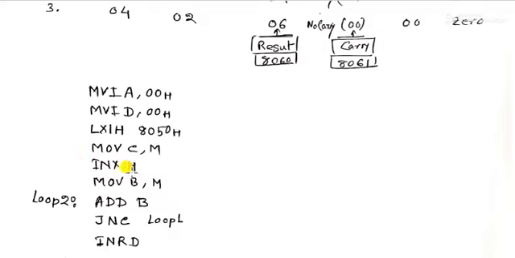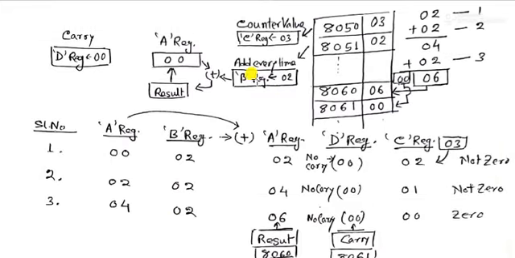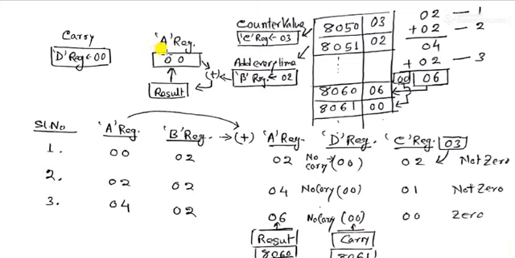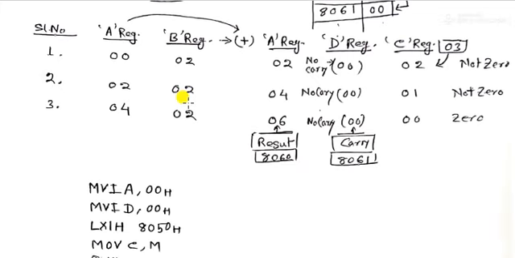So the 8050 location content moves to the C register. Now INX H means increment the register pair, that is 8050 to 8051. Now MOV B, M, where M refers to the HL pair, and the HL pair content will be 8051 here, because we incremented. So the 8051 address location content, that is 02, moves to the B register. Now we add A plus B, and the result will be stored in the accumulator, A register.